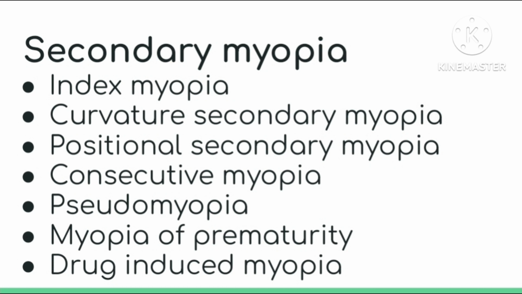Consecutive myopia can be because of overcorrection of hypermetropia in surgery, or inserting an intraocular lens which has more power than required. That's called pseudophakia. Then pseudomyopia means artificial myopia or accommodative myopia, because of accommodation there is myopia. Myopia of prematurity can occur alongside the retinopathy of prematurity or after the treatment of retinopathy of prematurity. Then drug induced myopia occurs because of usage of steroids, sulfonamides, and cholinergic drugs.